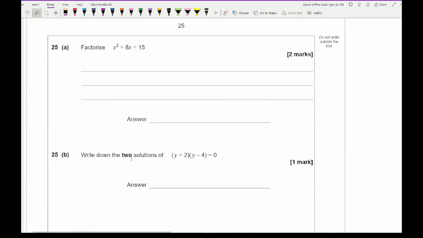Then moving on to our last question, it says to factorize x squared plus 8x plus 15. So what we're looking for are two numbers that multiply to give 15 and added together give positive 8, and the two numbers in question are going to be positive 3 and positive 5. You can write the brackets in any order, but you must have a plus 5 and a plus 3 in there. For 25b, it says write down the two solutions of this.